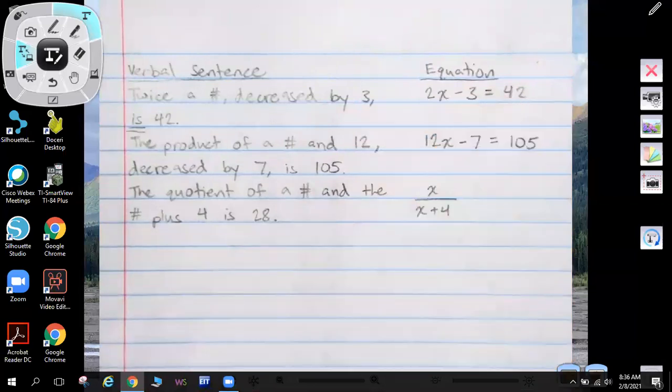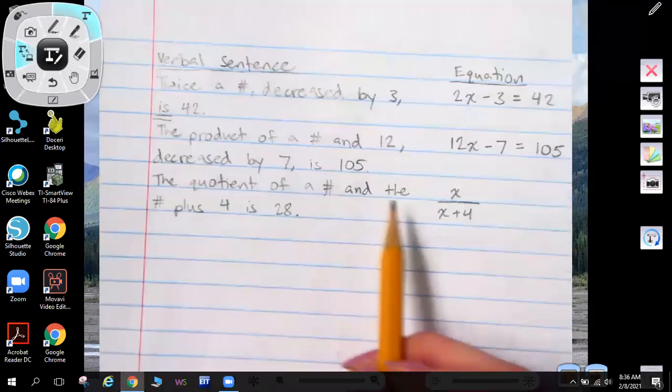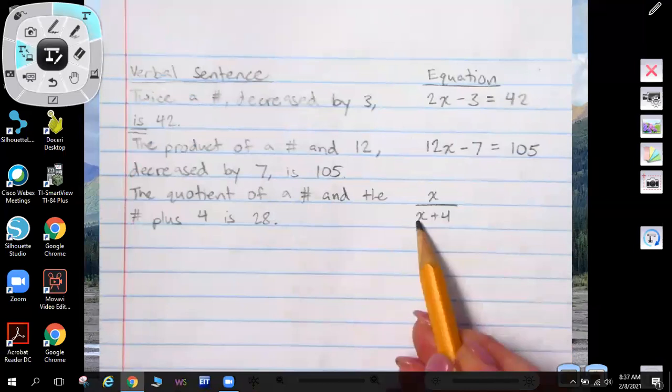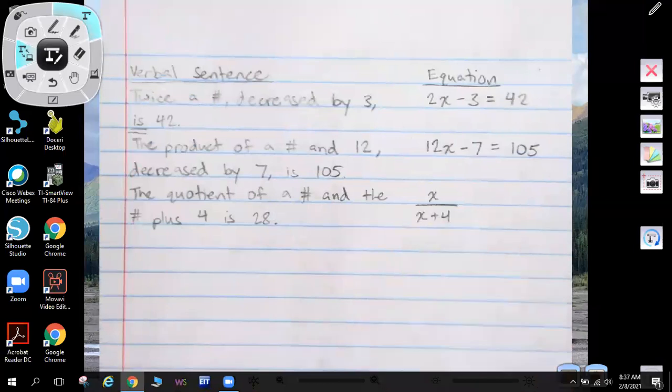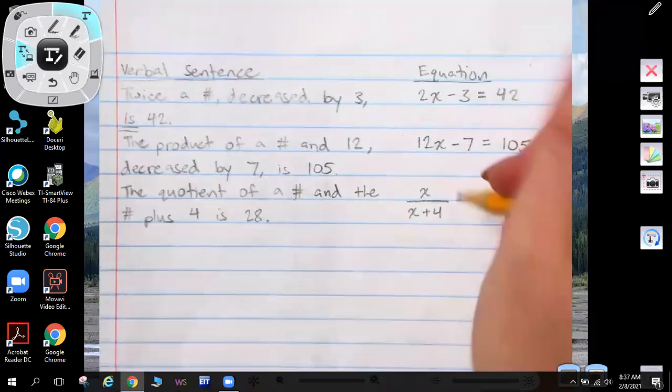So quotient means division. Whatever number is listed first goes in the numerator. So the quotient of a number, x, goes in the numerator, and the number plus 4, so that same number, x plus 4, is what goes in the denominator. And that is 28, so equals 28.